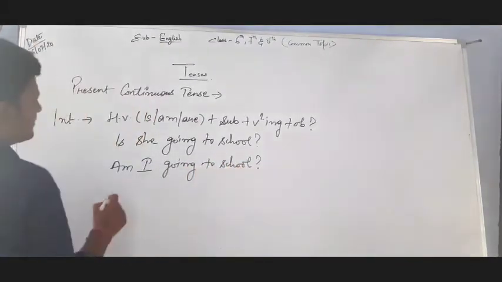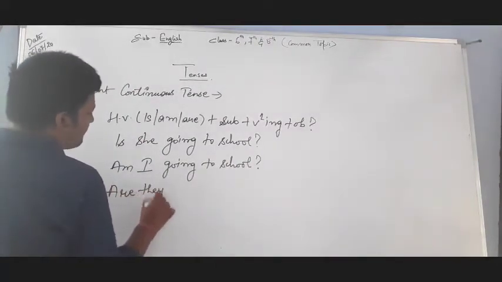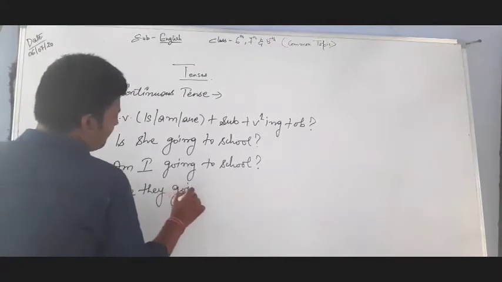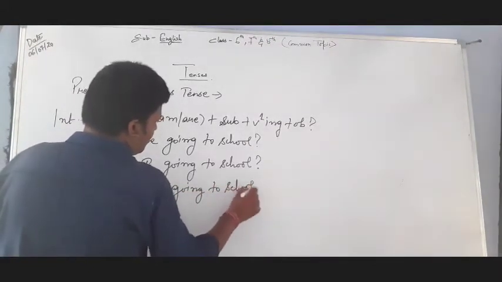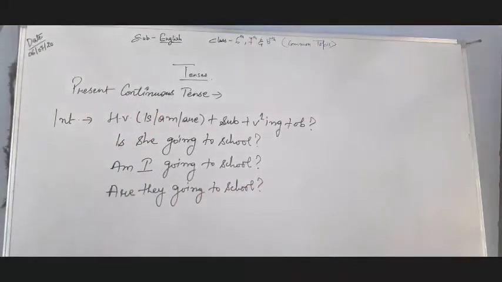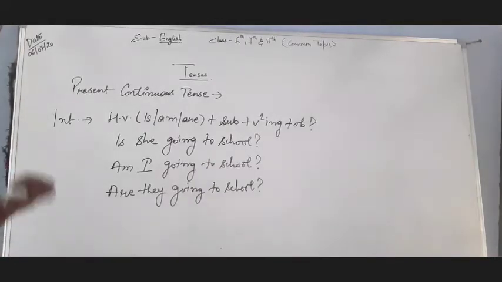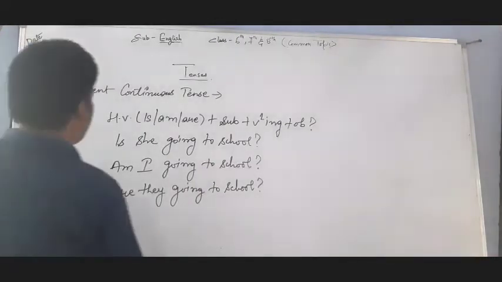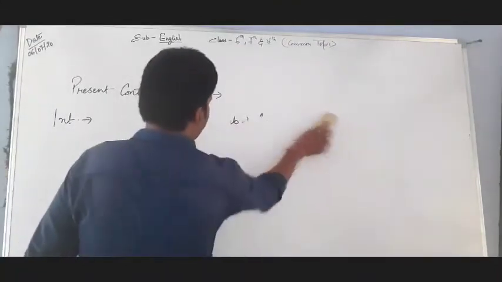Next I choose they, then I choose are. Are they going to school? So this is the interrogative sentence. Now we will learn the interrogative negative formula.